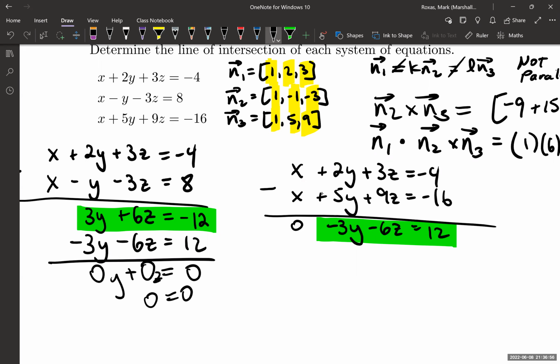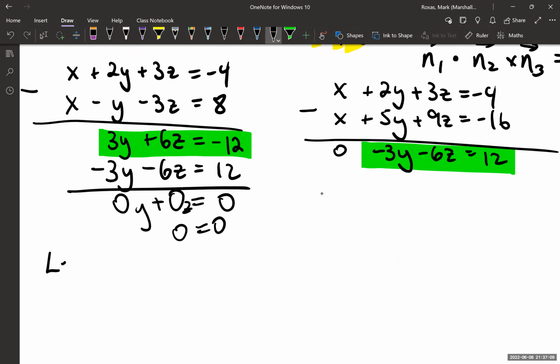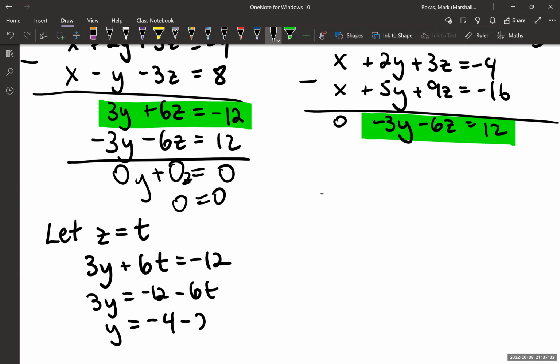So how do we proceed? Because we're going to produce a line of intersection, I need to produce this parameter t, just like with the two plane examples. So let me pick one of these variables, z or y. I'm going to pick z. Let z equal t. Then 3y plus 6t equals negative 12, and I can rearrange for y. 3y equals negative 12 minus 6t, and dividing both sides by 3, y equals negative 4 minus 2t.